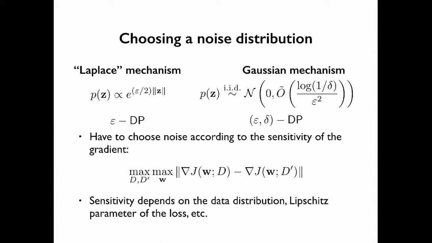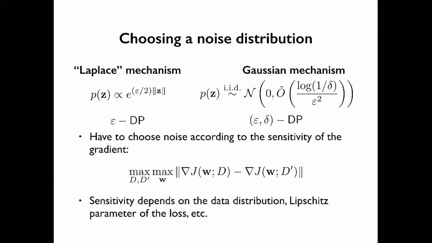Again, here are the two noise distributions I could use, and they guarantee different types of privacy. One is a noise vector whose density is proportional to e to the minus some linear term times epsilon times the norm of the noise. That's a vector analog of the Laplace distribution. Or I could choose Gaussian noise, which is easier to do for undergrads, as I found. This guarantees epsilon-delta differential privacy, right? The key is we have to choose the noise according to the sensitivity of the gradient function.